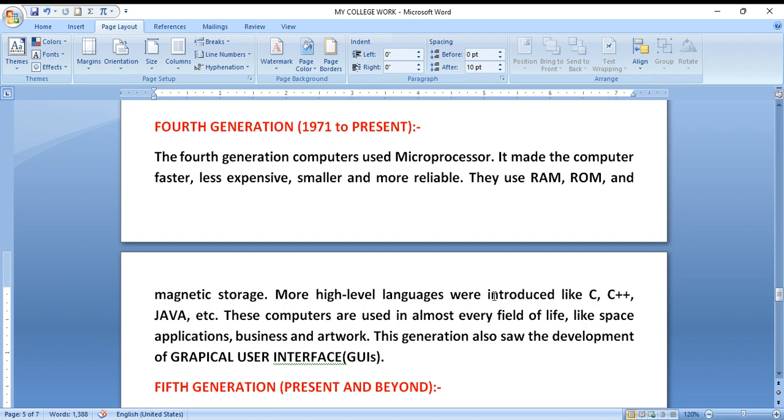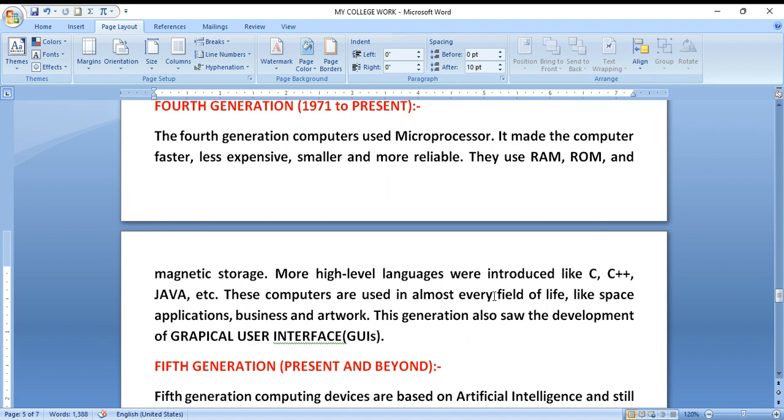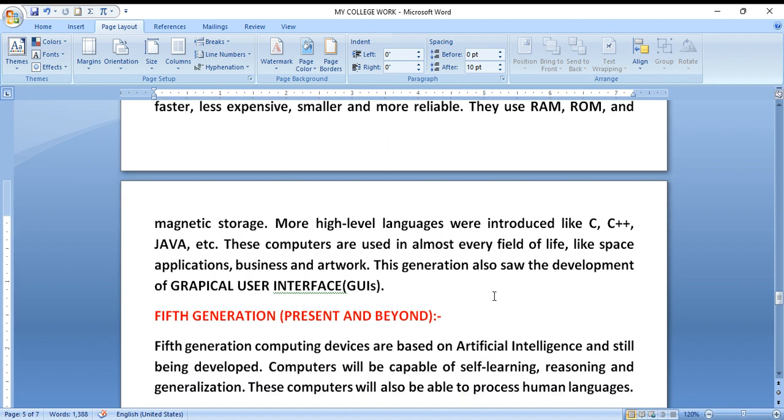These computers are used in almost every field of life, like space applications, business, and the art world. This generation also saw the development of graphical user interfaces, GUIs. Fifth generation, present and beyond.